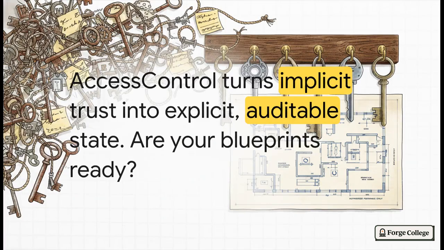Ultimately, access control takes all those messy, implicit assumptions about who can do what and turns them into explicit, strictly auditable state. You trade the sledgehammer for the scalpel. But ask yourself this: what happens to your entire protocol if a rogue admin key is compromised and you haven't properly isolated your roles? Because a poorly designed access hierarchy is honestly just as dangerous as having no access control at all. Now that you have the blueprints, it's time to start writing the code.